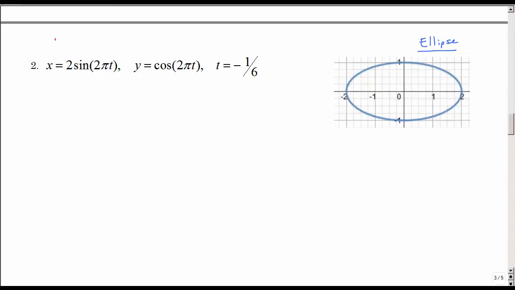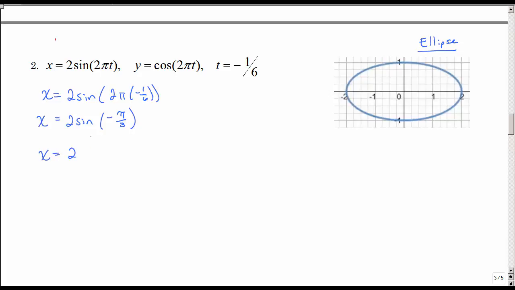But when we put it in parametrics, we can do some neat things. The first thing we're going to do is find the x and y coordinate when t is equal to negative 1/6. So we have x equals 2 times the sine of 2 pi times negative 1/6. My goodness, what is that? That is going to be the sine of negative pi over 3.